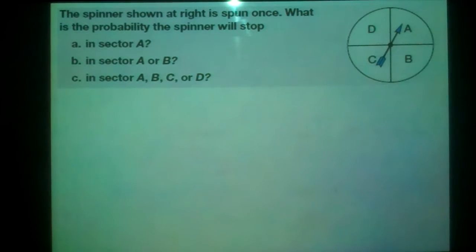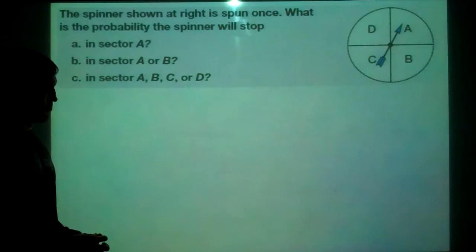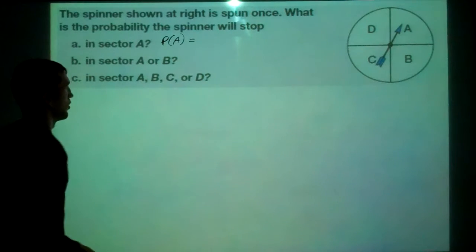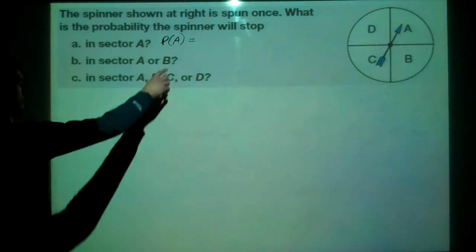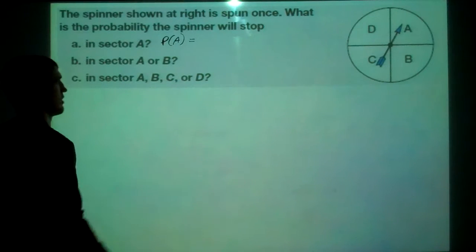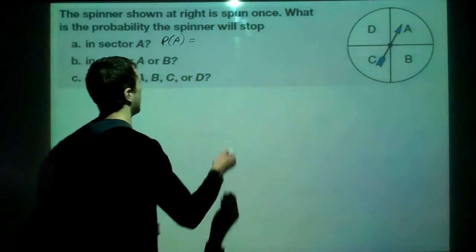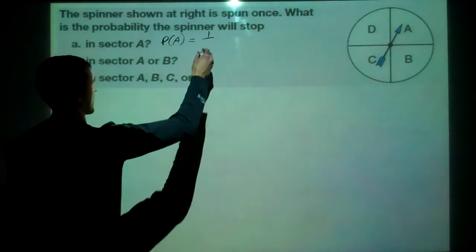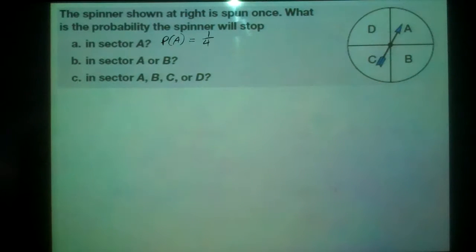Okay, so let's look at this example. It says the spinner shown at the right is spun once. What is the probability the spinner will stop in sector A? Okay, well, using our formula, P of A. We want to figure out our favorable outcomes. A favorable outcome would be the spinner stopping on A. Well, one of those sectors is A, and we've got 4 possible sectors. So the probability of landing in sector A would be 1/4.